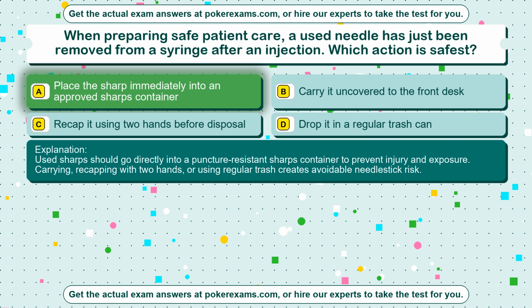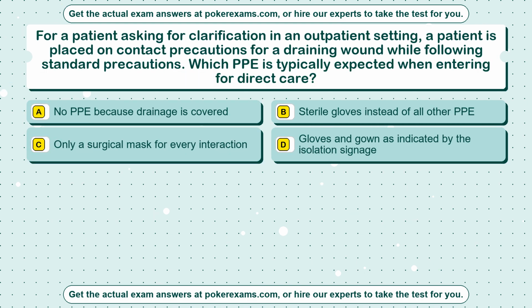Carrying, recapping with 2 hands, or using regular trash creates avoidable needle stick risk. Question 8. For a patient asking for clarification in an outpatient setting, a patient is placed on contact precautions for a draining wound while following standard precautions. Which PPE is typically expected when entering for direct care?